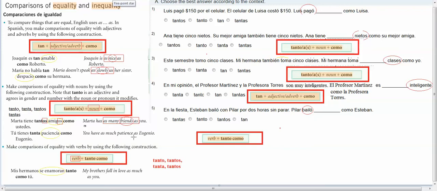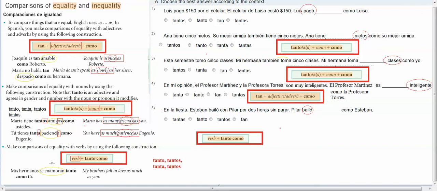You have as much patience as Eugenio. So we're talking now about the amount of patience you have, which is still a noun. Paciencia, okay? So you would again use tanto, paciencia, como. Well, paciencia is feminine, so we want to pick the tanto that matches paciencia. It's not going to be tantos this time. It's not going to be tanto. We want tanta. Tanta paciencia como Eugenio. So tú tienes tanta paciencia como Eugenia. And you pick tanta to match up with paciencia. So you only do this if what you're comparing happens to be a noun.